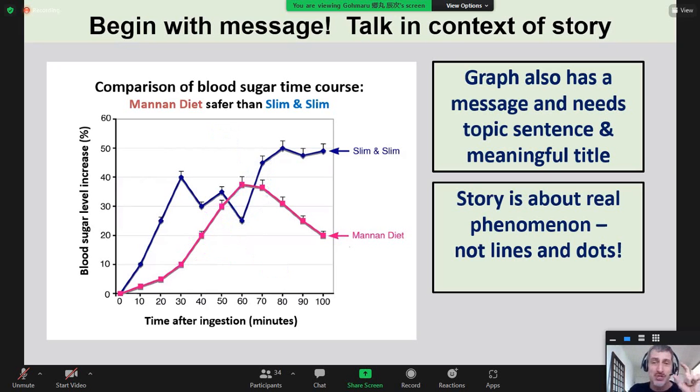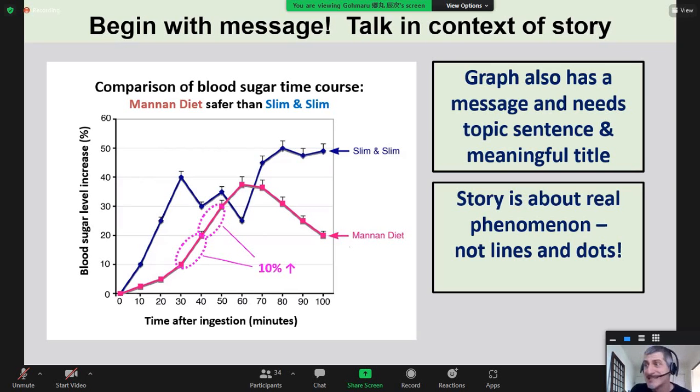So I made a shorter version as well. We can do the same thing in a shorter version. So here's version 2. The change in blood sugar level after ingestion of Mannin diet, represented by the pink line, is just what we are looking for: smooth and conservative, and at no point exceeding the safety limit of 15% increase or decrease in a 10-minute period.